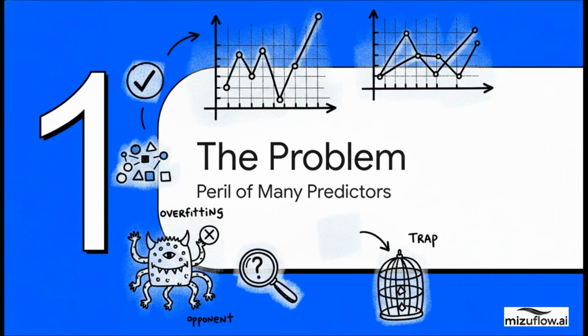All right, so the heart of the issue, the real villain of our story here, is a concept called overfitting. This is our main opponent. It's what happens when our model gets so complicated that it starts to just memorize the data we show it, instead of actually learning the underlying patterns.